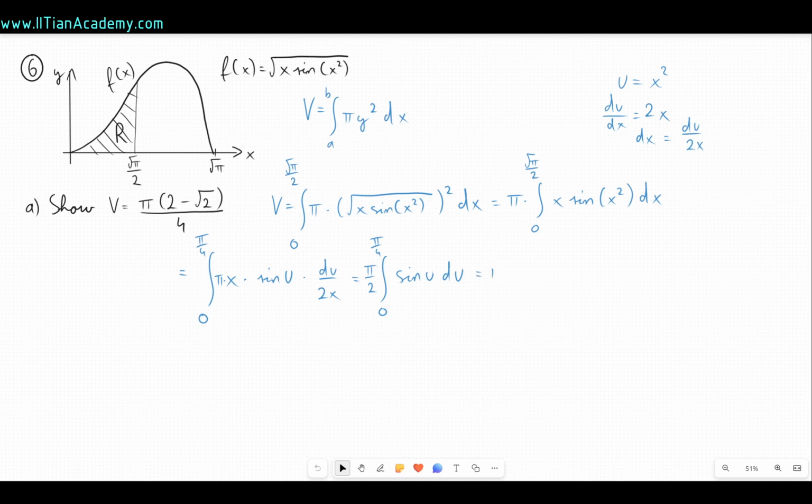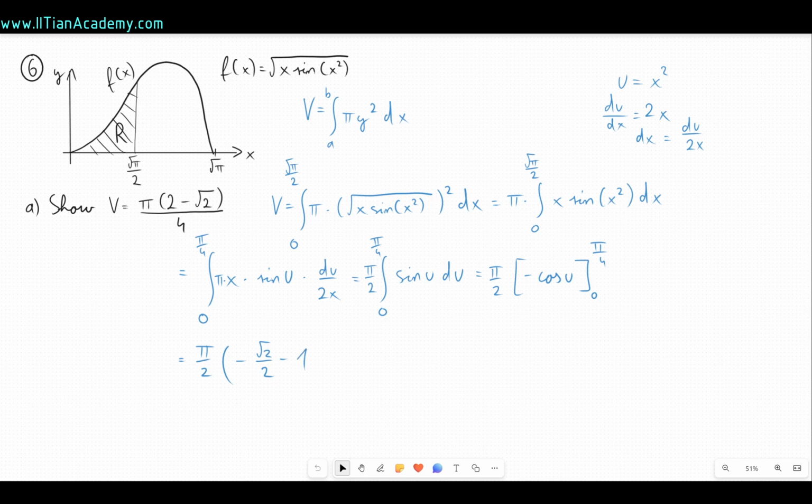So this will be pi over 2 times, well, the integral of sine is minus cosine, like this. And we need to plug in pi over 4 and 0. So this will be equal to pi over 2 times minus cosine pi over 4. So that's minus root 2 over 2. And then cosine of 0 is going to be 1.